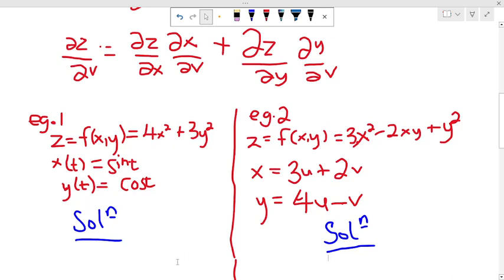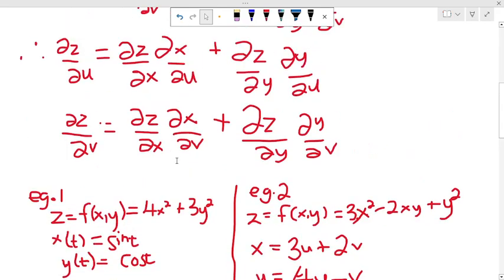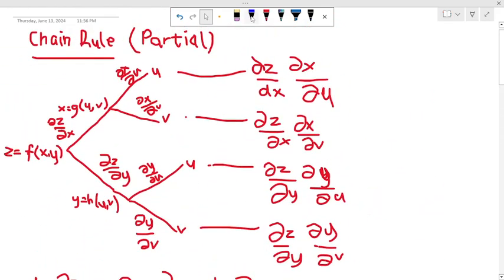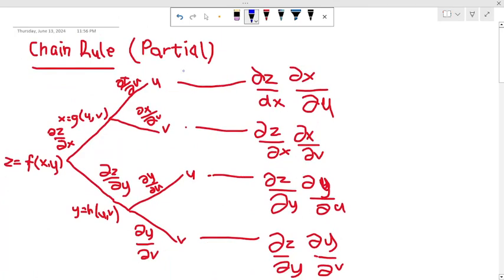So in the previous tutorial, we talked about partial derivatives and how to find partial derivatives with respect to x, y, and other variables, and also we talked about higher order partial derivatives. In this tutorial, we are going to consider the chain rule on partial derivatives.